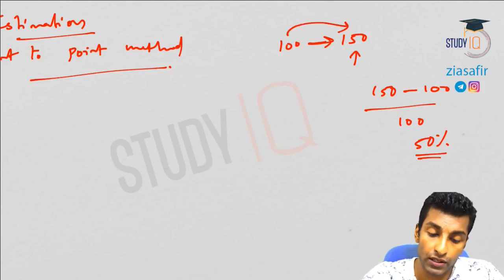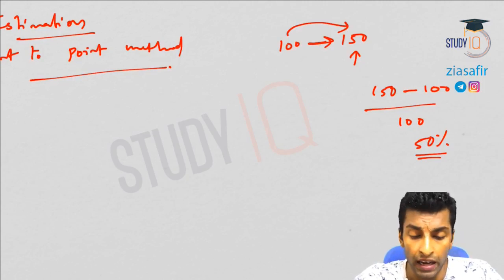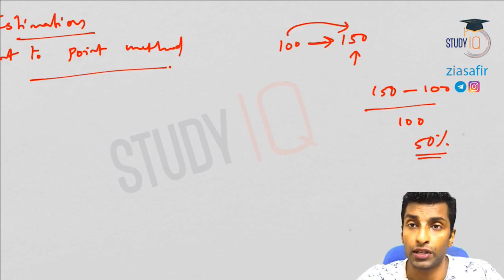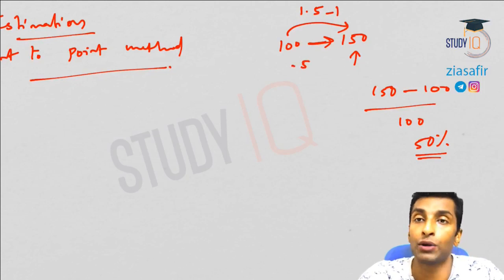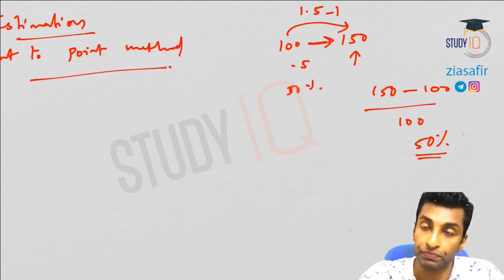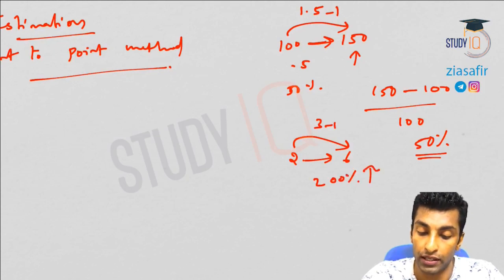But percentage I have discussed with you when we discussed our CAT sessions, quantitative aptitude. I've given you a lot of shortcuts. You can calculate percentage faster. So you just need to see the factor of multiplication here, 1.5. Minus 1, you'll get 0.5, add 2 zeros, so 50%, right? If it is 2 to 6, you see the factor of multiplication, that is 3. 3 minus 1, that is 2. Add 2 zeros, 200% increase there.